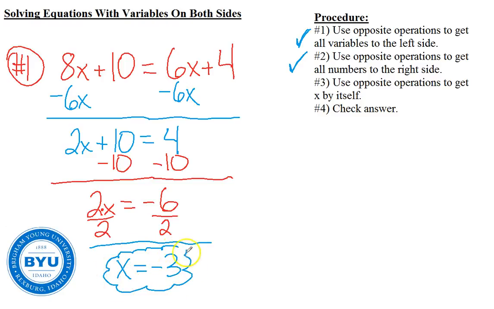You can always check these answers by going all the way back to the original and plugging negative 3 in. So I would have 8 times negative 3 plus 10. Let's see, 8 times negative 3, that's negative 24. And negative 24 plus 10 is negative 14. Let's see if I get that on this right side. I'm going to plug negative 3 in. 6 times negative 3 plus 4. That's negative 18 plus 4. That's also negative 14. Yes! So both sides equal each other, and therefore x equals negative 3 is a good answer.